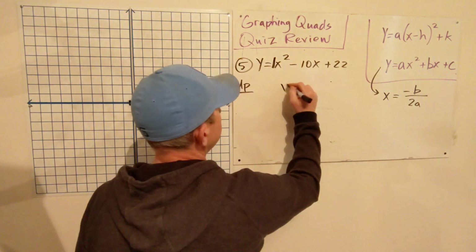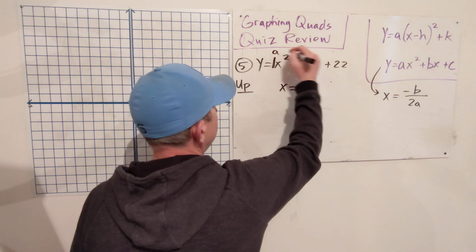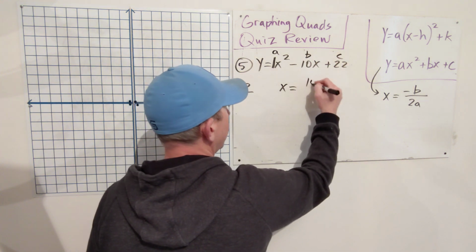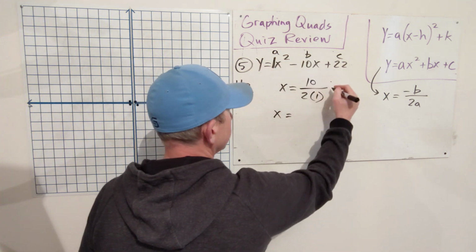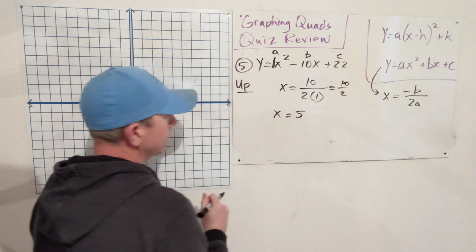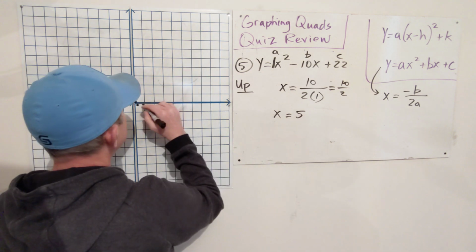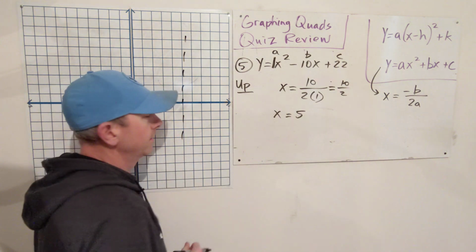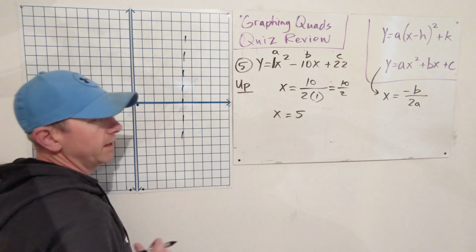So now for the vertex, we have to do this again, because for this, if we've got A, B, and C, opposite of B, or negative 10, is a positive 10 over 2 times A, which is 1. So I get x equals 10 over 2, so I get x equals 5. All right, so that tells me my x value is going to be over here, the axis of symmetry, 1, 2, 3, 4, 5, is going to be right here. Now this won't be on the actual choices, but it should be helpful here in a second.